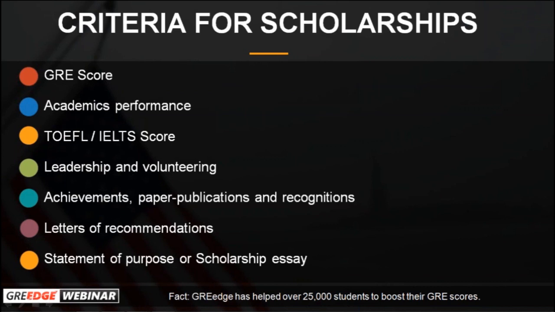So the first part, your GRE score, and the last part, statement of purpose, are the most crucial criteria for even an admission as well as scholarship. All right. So are we clear, guys?